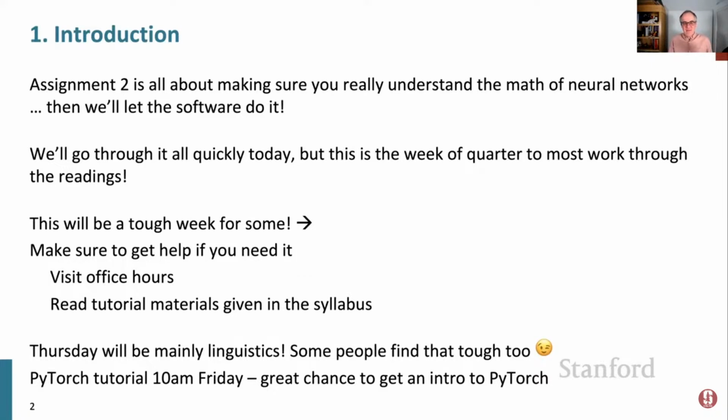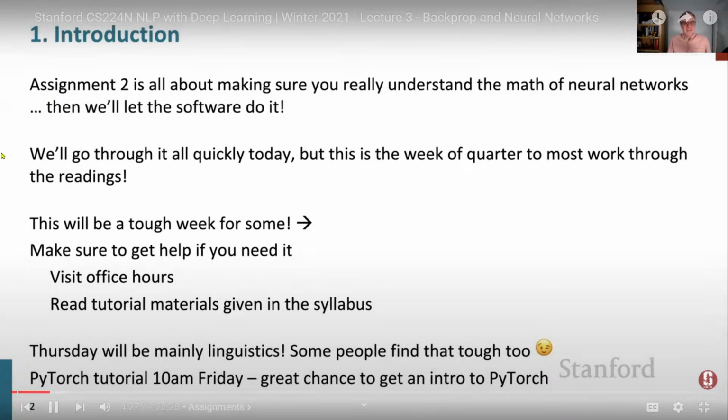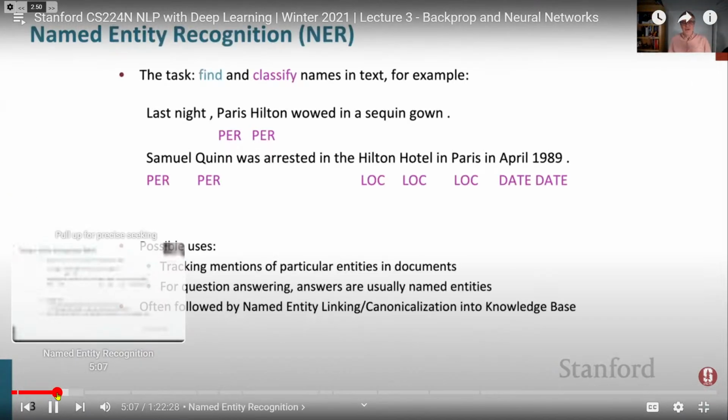Two other things on what's coming up. For Thursday's lecture, we make a big change, and Thursday's lecture is probably the most linguistic lecture of the whole class, where we go through the details of dependency grammar and dependency parsing. Some people find that tough as well, but at least it'll be tough in a different way. And then one other really good opportunity is this Friday, we have our second tutorial at 10 a.m., which is an introduction to a form of classifier that we can use for it.